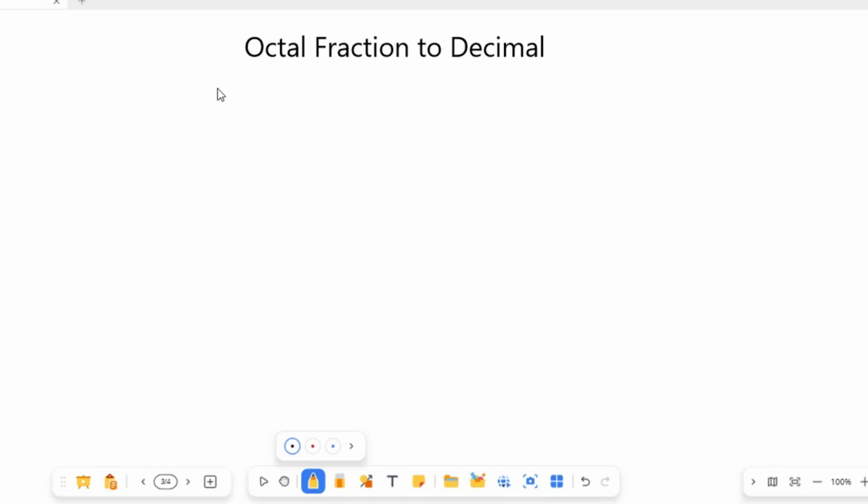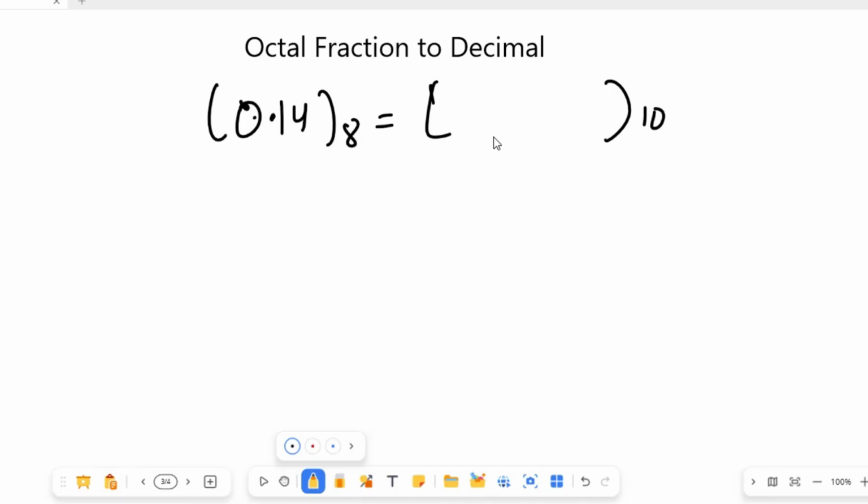So here, for example, I have a number 0.14 to the base 8. Suppose I want to convert it to the base 10. Okay, 0.14 to the base 8. So how to do it? So here, see, before the point what do you have? So 0 into 8, point 1 into 8 plus 4 into 8.